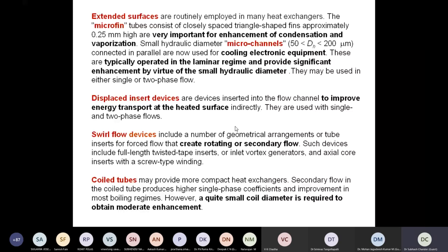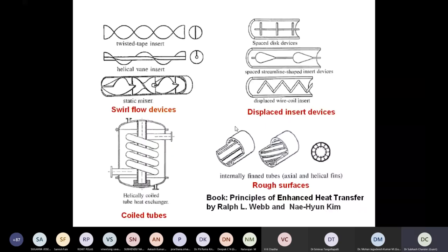So these are some of the elements or components or inserts that we can make use of in many applications. At the top there is twisted tape. Twisted tape basically generates a swirl, a rotation, to the flow, so that ultimately results in better mixing.